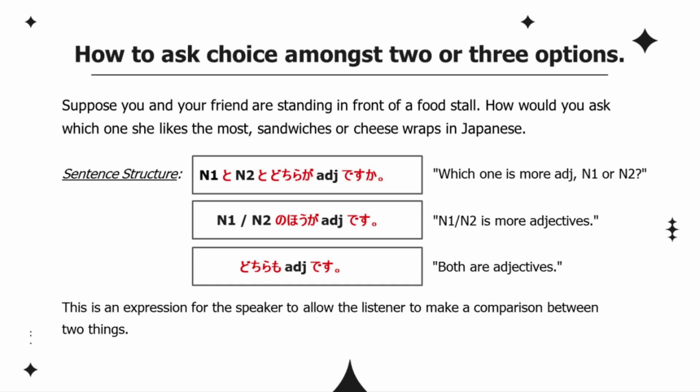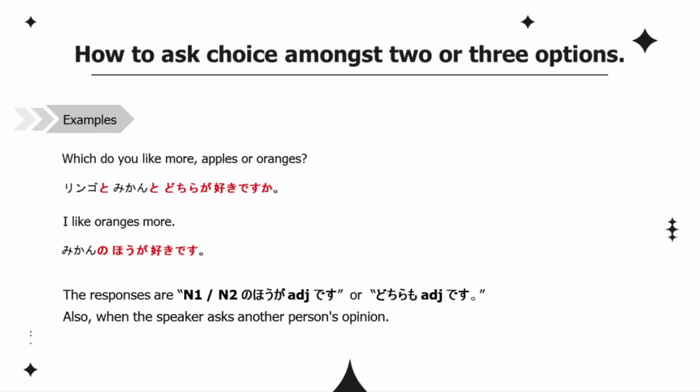N1/N2 no ho ga adjective desu / dochira mo adjective desu. N1/N2 is more adjectives. Both are adjectives. This is an expression for the speaker to allow the listener to make a comparison between 2 things. Which do you like more, apples or oranges?